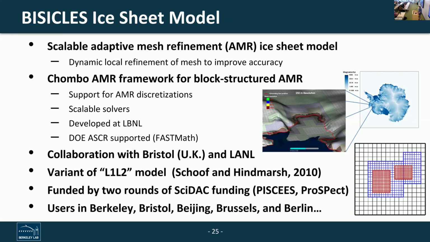So the BISICLES ice sheet model is an adaptive mesh refinement ice sheet model. And you can see, for example, here, this is the Pine Island Glacier in Antarctica, which is basically located here. The red line is the grounding line. You can see we've added a lot of really fine, refined mesh around the grounding line. So we really need to refine the grounding line to like sub-kilometer resolution.